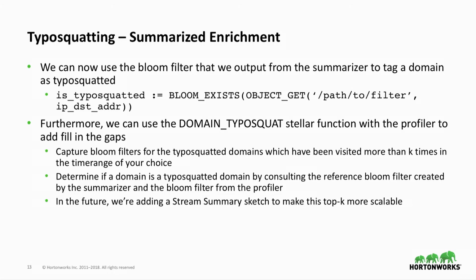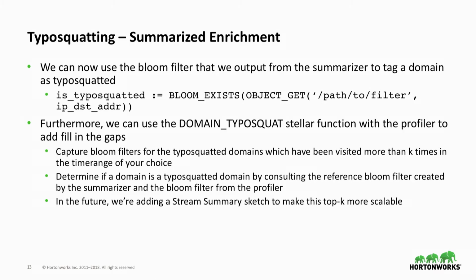So what it's going to look like, instead of that enrichment get, is a Bloom exists, and I want to get the object to the serialized filter. And I want to pass in the IP destination address. So if it exists in that filter, then I want to consider it a Bloom hit. I want to consider it typosquatted.